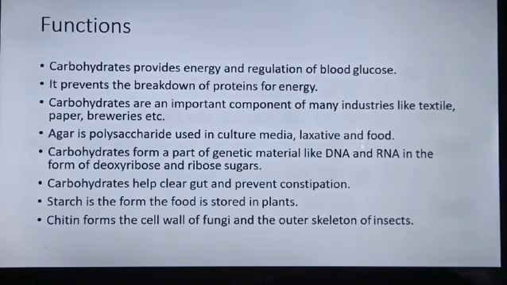Carbohydrates form a part of genetic material like DNA and RNA in the form of deoxyribose and ribose sugar. Carbohydrates help clear the gut and prevent constipation. Starch is the form of food that is stored in plants. Chitin forms the cell wall of fungi and the outer skeleton of insects.